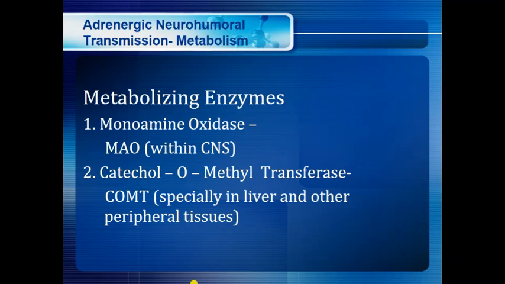So, going into a little more detail of the metabolism of the neurotransmitters. All adrenergic neurotransmitters are mainly metabolized by monoamine oxidase enzyme, which is mainly present in the CNS and responsible for termination of action of adrenergic neurotransmitter within the CNS. While the COMT enzyme, whose full form is catechol O-methyltransferase, is specially present in the liver and other peripheral tissue, and it is responsible for termination of action of the adrenergic neurotransmitter in the peripheral nervous system.